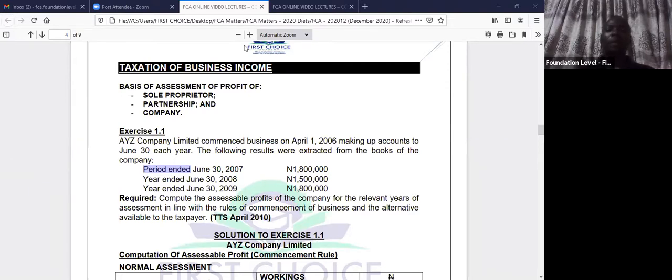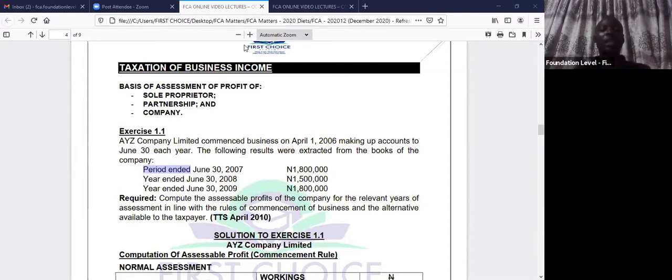Okay, let's look at commencement of business. To illustrate it, we'll look at exercise 1.1. Now, AYZ Company Limited commenced business on April 1, 2006, making up accounts to June 30 every year. The following results were extracted from the books of the company.